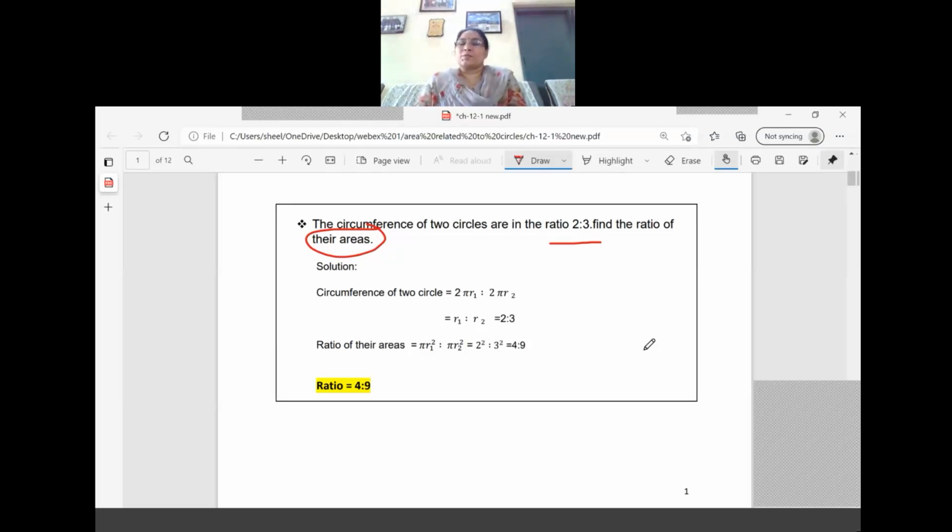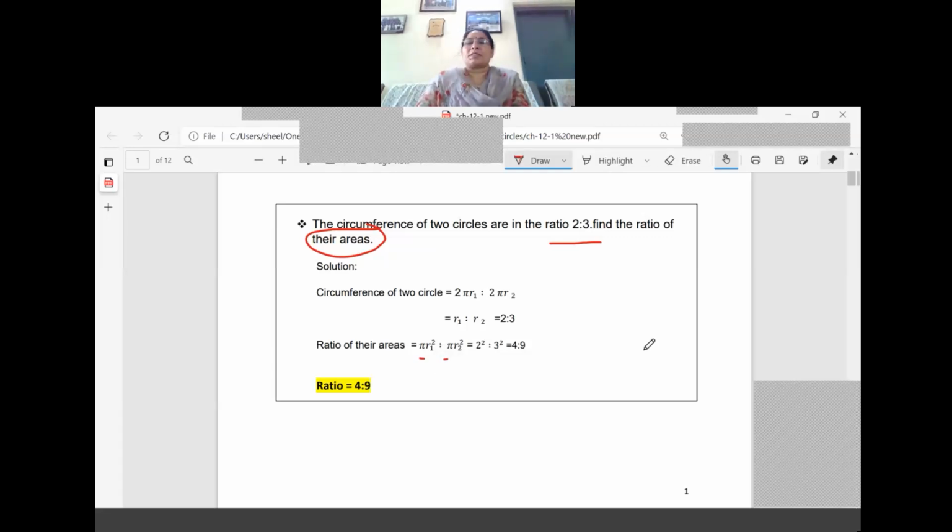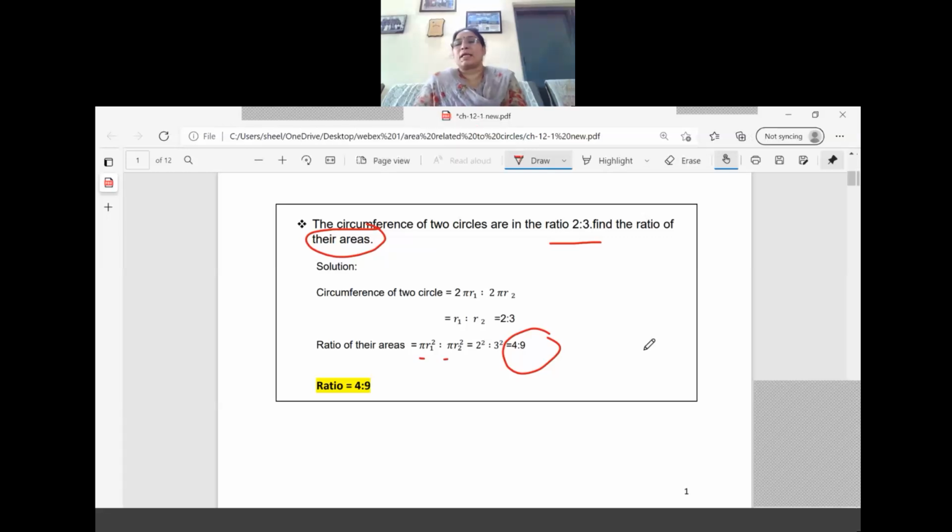The ratio of their areas means we use the area formula that we know: pi r1 square is to pi r2 square. That means 2 square is to 3 square. Why 2 square is to 3 square? Here also you can see that pi is common and it will get cancelled. So what is the final answer? 2 square means 4 and 3 square means 9. So here we are getting the ratio as 4 is to 9.